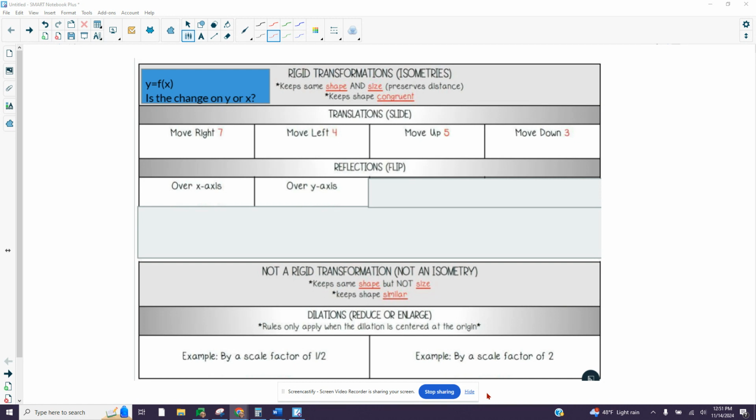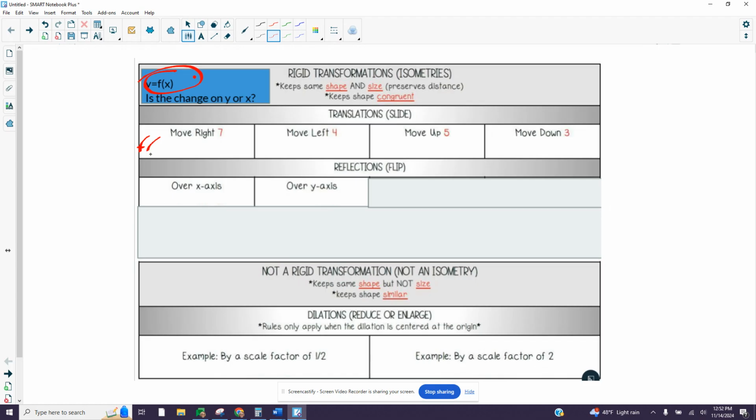And what you need to remember is that y is equal to f of x. So we're going to want to know, is the change on the y value or is the change on the x value? So let's look at translations. Let's look at moving right 7. If we move to the right 7, what value is changing? Is the x value changing or is the y value changing? If we are moving to the right 7, that means our x value is changing. So the change is on the x value.